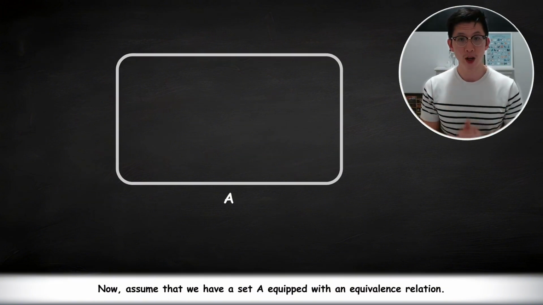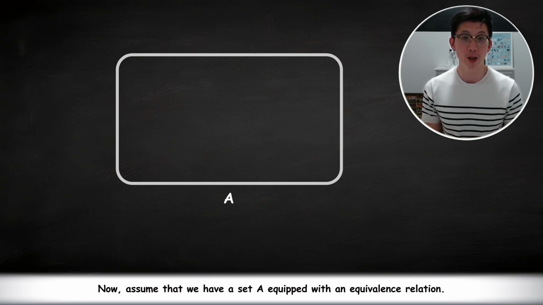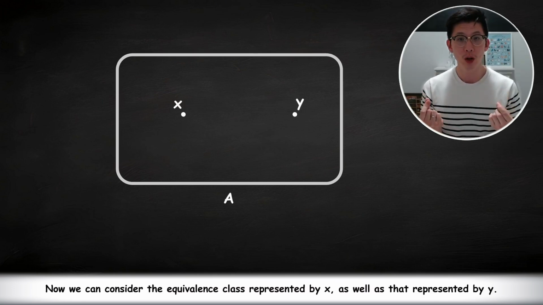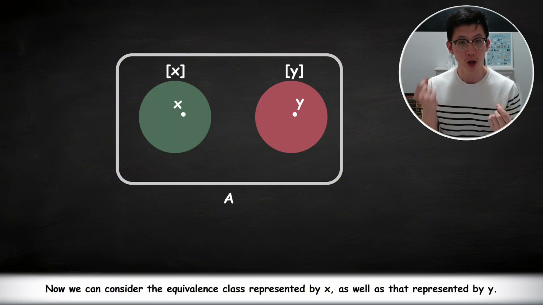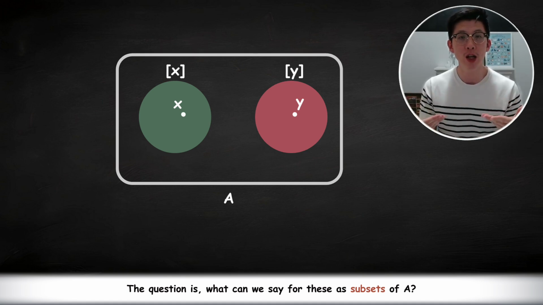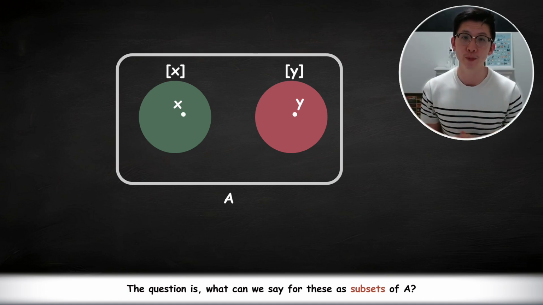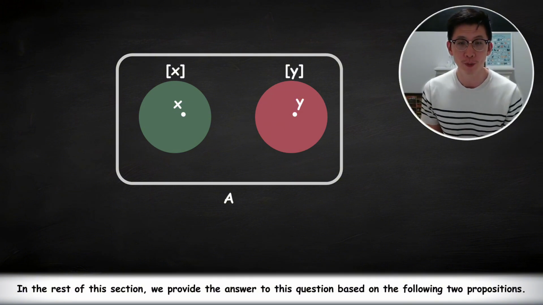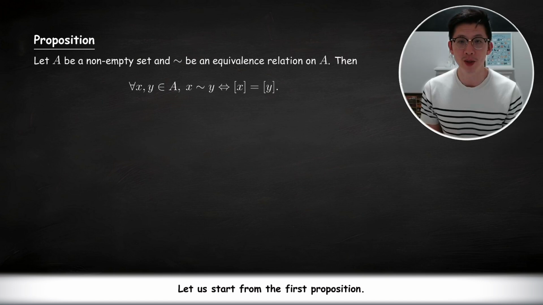Now, assume that we have a set A equipped with an equivalence relation. Let us pick two elements, x and y. Now we can consider the equivalence class represented by x as well as that represented by y. The question is, what can we say for these as subsets of A? In the rest of this section, we provide the answer to this question based on the following two propositions. Let us start from the first proposition.